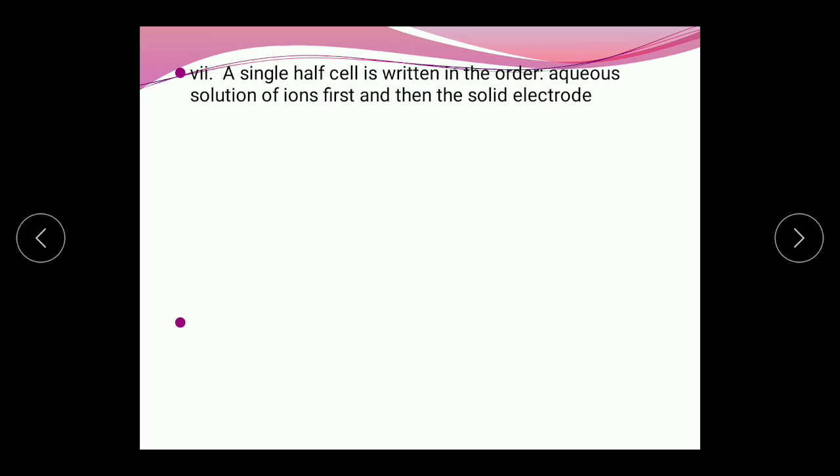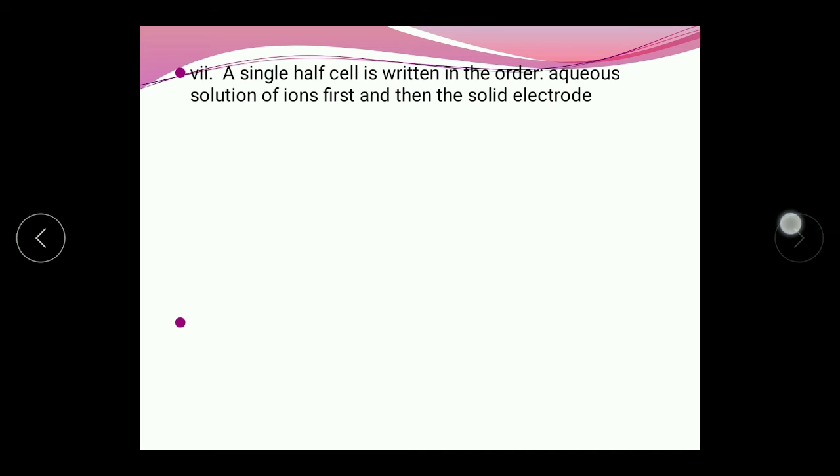So, which electrode is anode? The one which is written on the left side. Which electrode is cathode? The one which is written on the right side. And then at anode we have to write oxidation, at cathode there is reduction. So, everything will be clear if we follow all these conventions to write a cell formula.